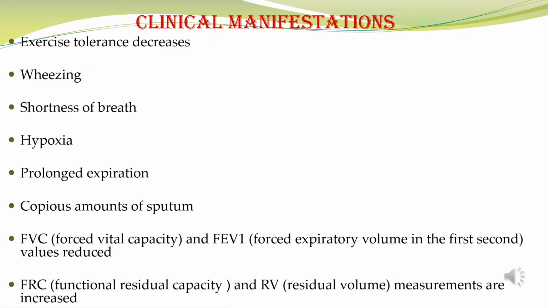The common symptoms of COPD include dyspnea, decreased exercise tolerance, wheezing, and shortness of breath. Individuals usually have a productive cough, and evidence of airway obstruction is shown by spirometry. Hypoxia may occur with exercise. As the disease progresses, copious amounts of sputum are produced, accompanied by frequent pulmonary infections. Forced vital capacity and forced expiratory volume in the first second values become markedly reduced, and the functional residual capacity and residual volume measurements are increased as the airway obstruction and air trapping become more pronounced.